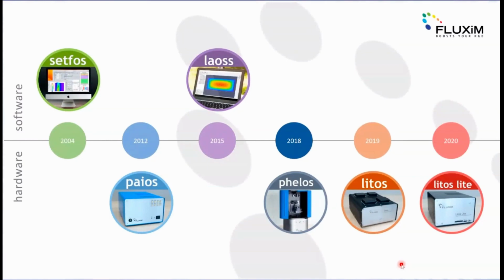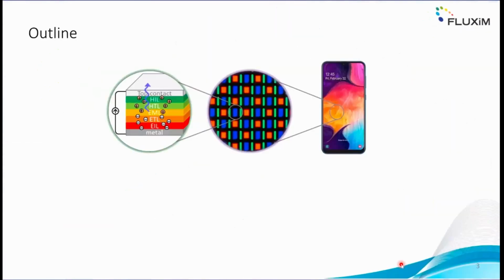Over the years, we've added not only simulation software like LAOS for large area modeling, but also PIOS, a measurement instrument for all-in-one characterization for DC, AC, and transient measurements, and then also Phelos, an angular spectrometer, and Litos, light stability testing equipment.